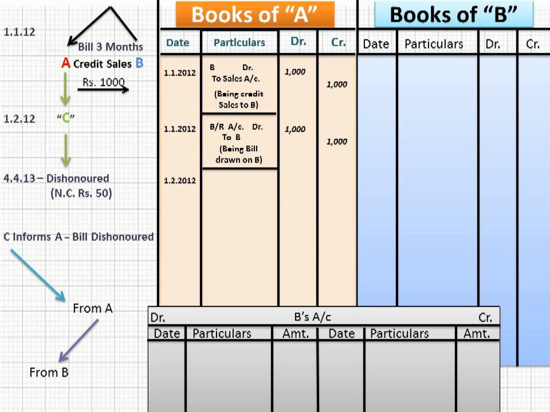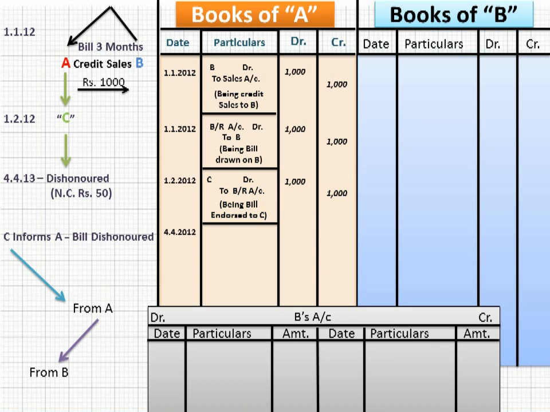On 1st February 2012, what did you do? You passed on this bill to C. So what will be the journal entry? C to BR, rupees 1000. C will be debited because he is the receiver, and to BR, meaning BR account will be credited, that is, credit what goes out.